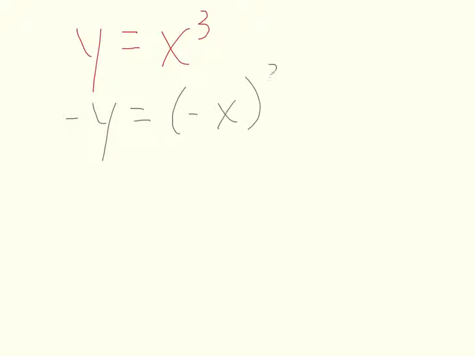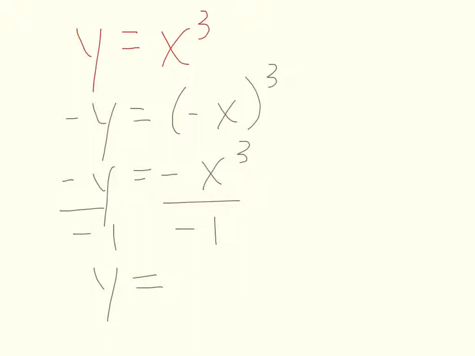So we want to look for symmetry with respect to the origin. Again, y equals x cubed. We replace both y and x with negative y and negative x. So this will turn into negative y equals negative x cubed. Now if we divide both sides by negative 1, or multiply, y equals x cubed. Yay! This means we have symmetry with respect to the origin.